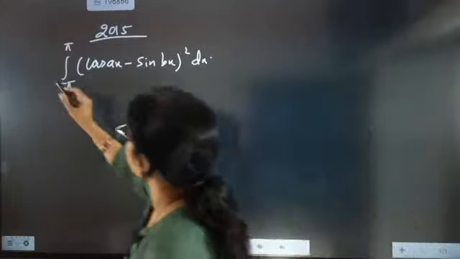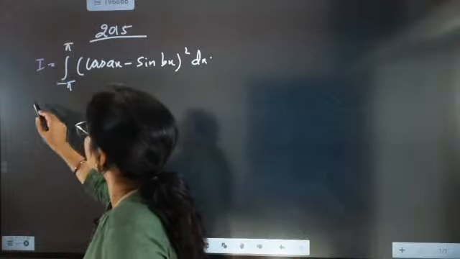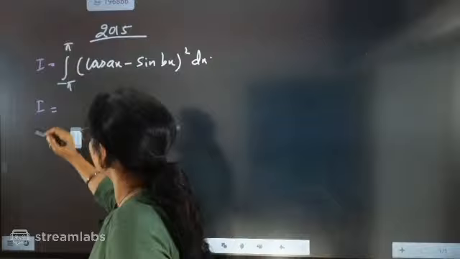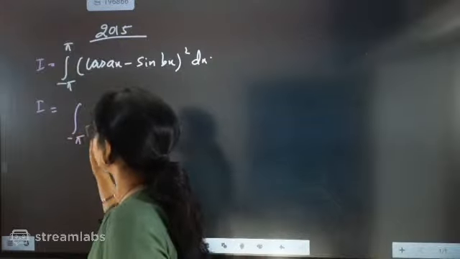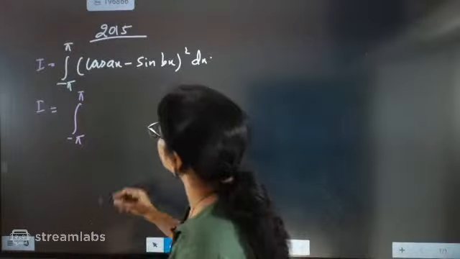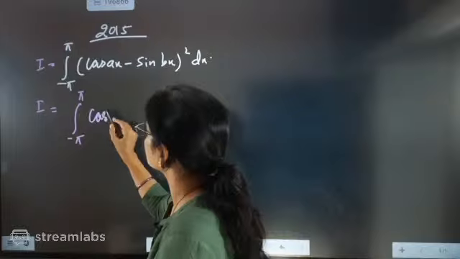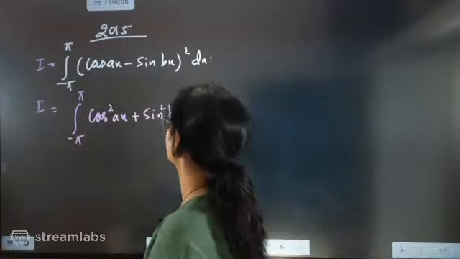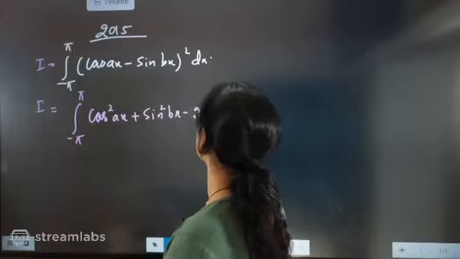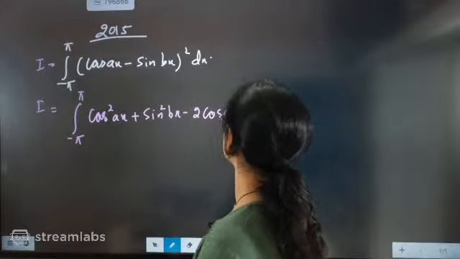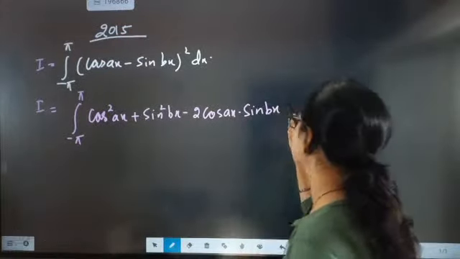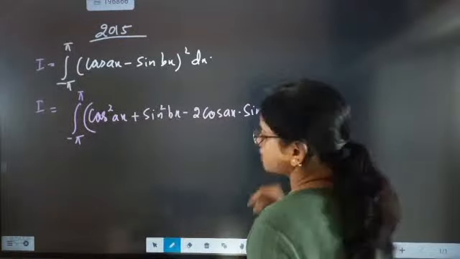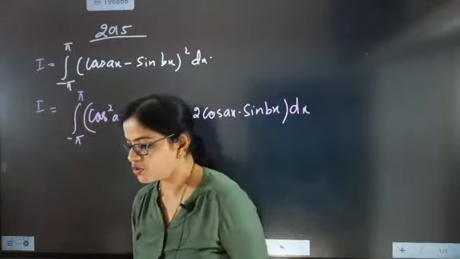Now I am going to take it as I. So I will be equal to the integral from minus pi to pi of cos square ax plus sin square bx minus 2 cos ax into sin bx dx, over 2 pi.